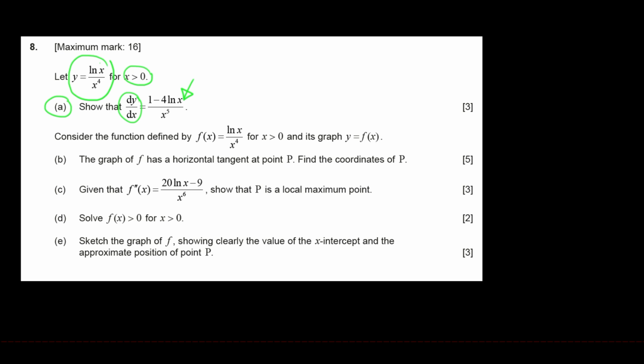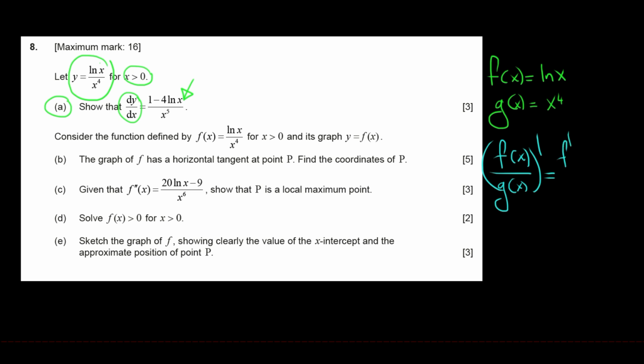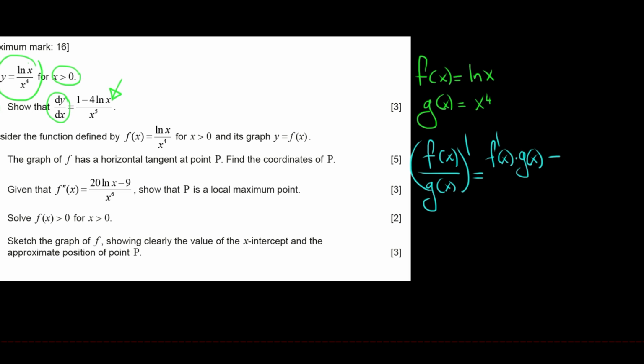So what do we have here? Ln x over x to the power 4. We could say ln x is a function f of x, and then x to the power 4 is another function g of x. You should have on your formula lists that the derivative of f of x divided by g of x is as follows: f derivative of x times g of x minus f of x times derivative of g of x, divided by g of x to the power 2.